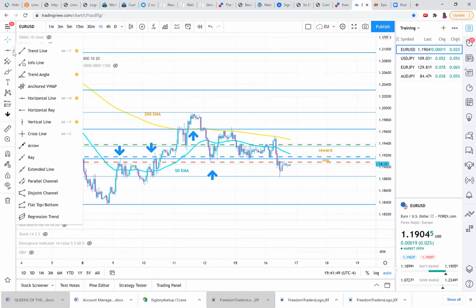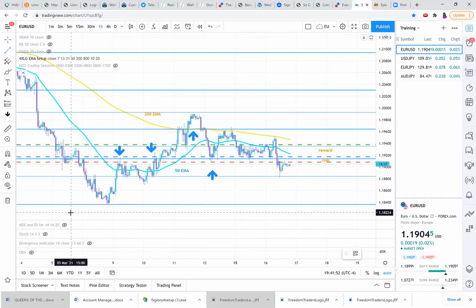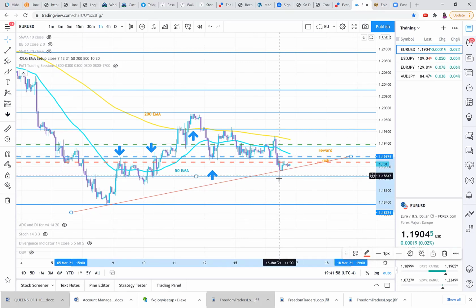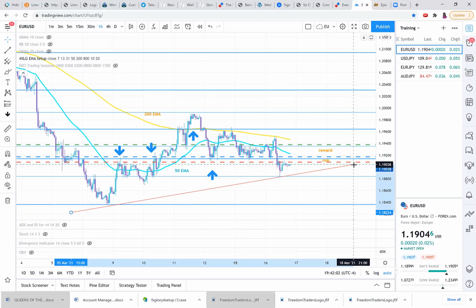You can draw trend lines all over the place. You could do one here, connecting here. And sometimes it's okay if that wick comes through it. There's no perfect way to draw a trend line. Some would draw it here. Some would just connect the bottoms of the candles.